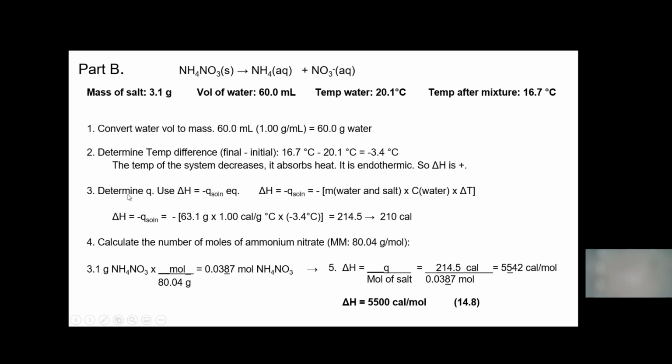Now, number 3, we're going to determine the enthalpy. So we're going to use the Q, because this is at constant pressure. Q of the solution equals the enthalpy. So we're going to plug in this information. We have a negative sign here. So 63.1 is my mass of water plus my mass of the salt.